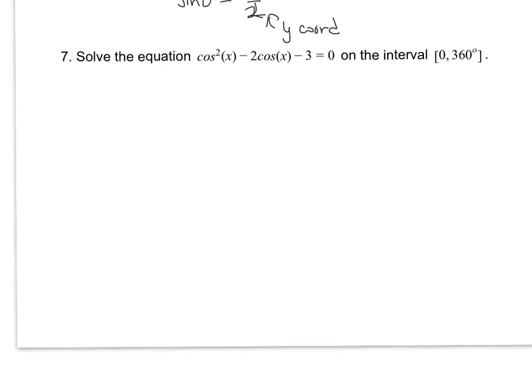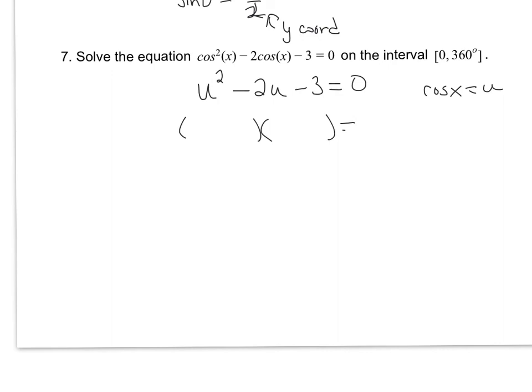So let's look at the last one. The last one says solve the equation cosine squared minus 2 cosine minus 3 on the interval 0 to 360. Now this one's obviously different because it has squares and things like that. So the first thing I'd want to do is, if you recall, we try to factor this. So instead of cosines, let's just write it in terms of u. So everywhere I saw a cosine of x, I replaced it with a u. And the benefit of this makes it a little easier to factor.